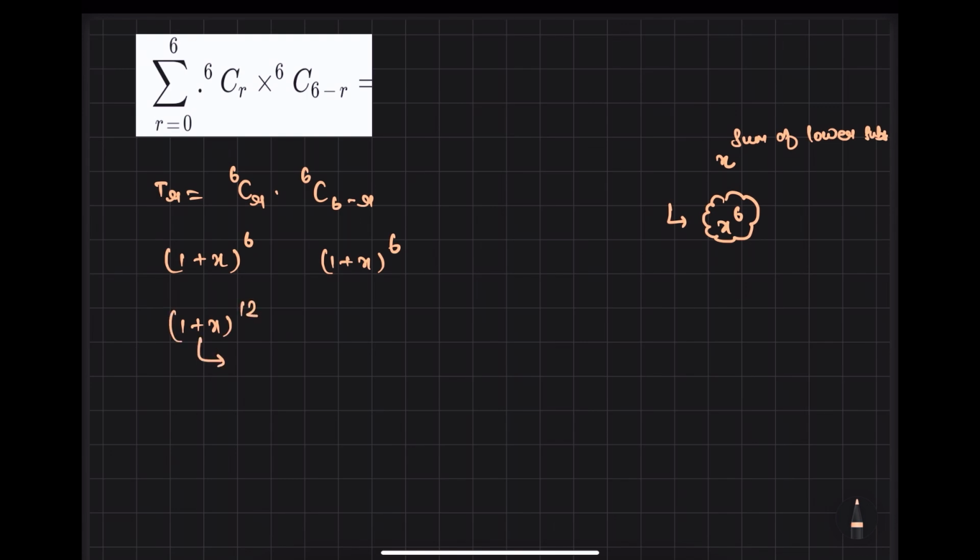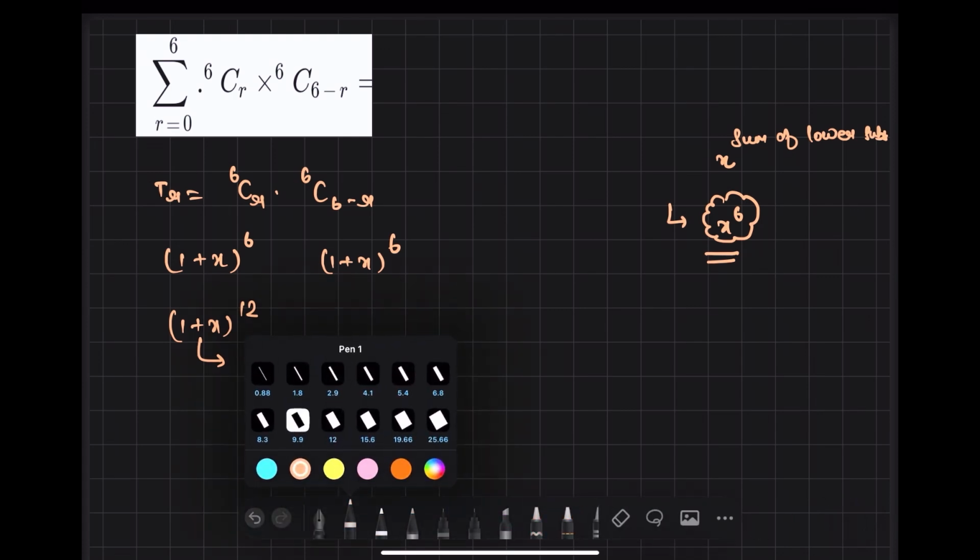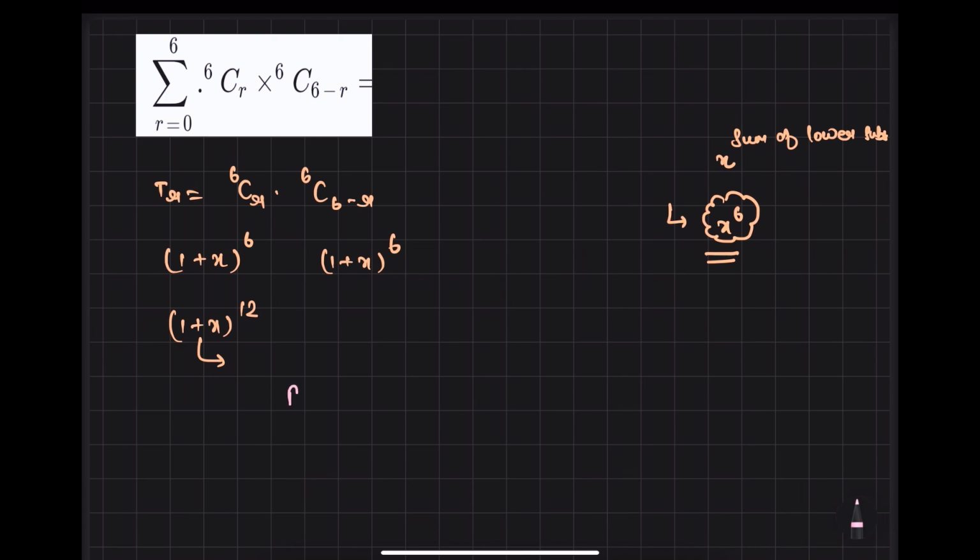Now in the expansion of this, we want the coefficient of x power 6, and that will become the answer. So the required value will be equal to 12C6. Okay, I hope the idea is clear.